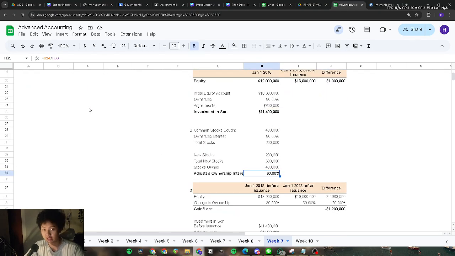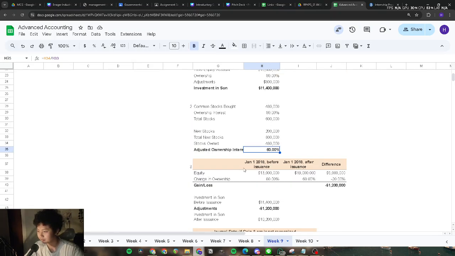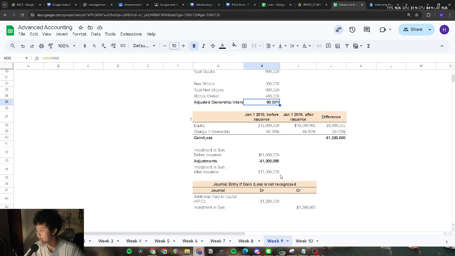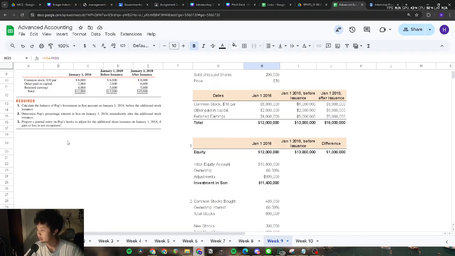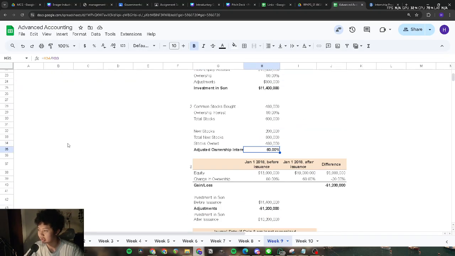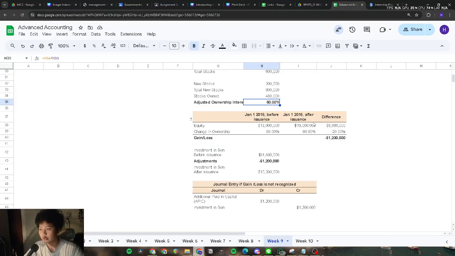They still own the company. It's less than the initial amount. And so to answer, yes, it's 60%. And to answer number 3, which is to prepare the journal to adjust for the additional share issuance, we should know what the adjustments will cost to the investment account.